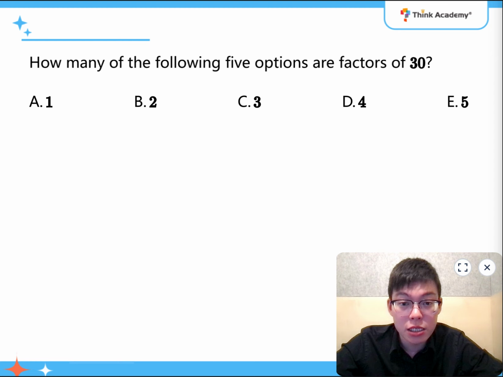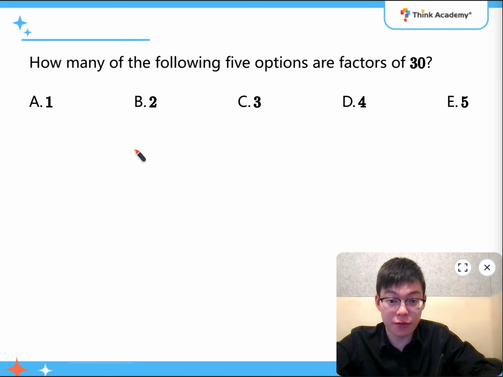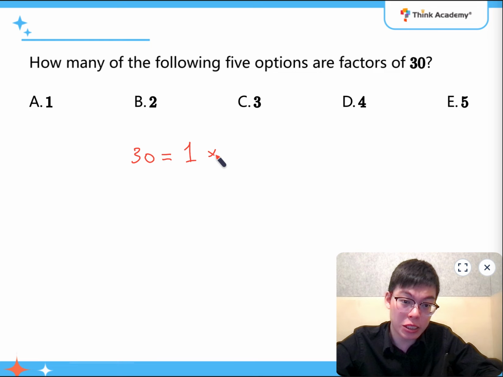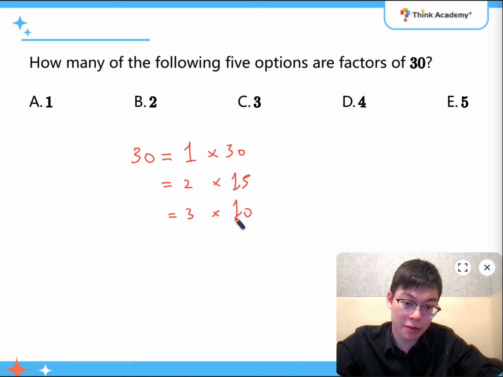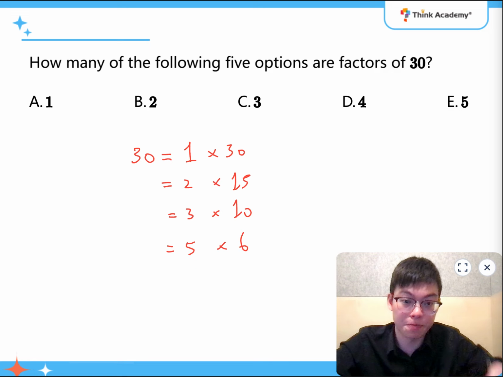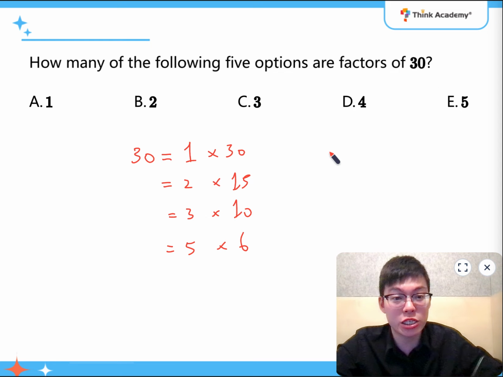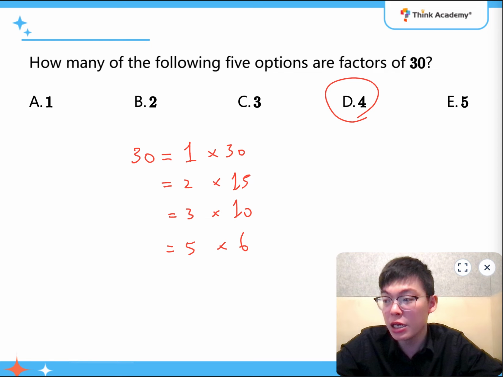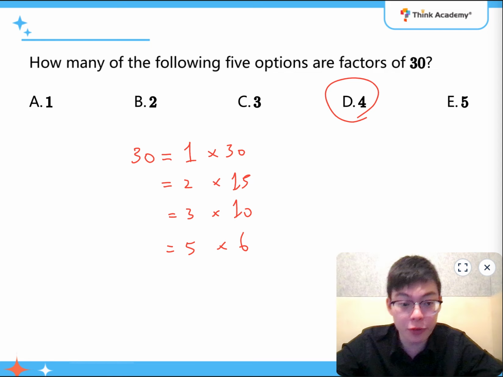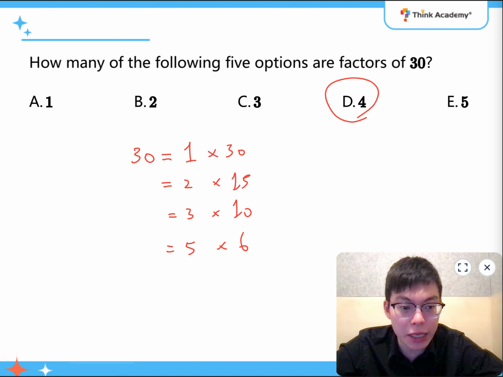Alright? So that's the first question. And now let's move on to the second question. How many of the following 5 options are factors of 30? So now you can just try to list all the factors of 30. We can write it as factor pairs. 1 times 30, 2 times 15, 3 times 10, and 5 times 6. And among these 5 options, you can see 1, 2, 3, and 5 are factors of 30, which there are 4 of them. So the answer is going to be 4. Alright? So for the second question right here, this is a number theory problem on factors and multiples. Alright? So that's what we have for the second question.